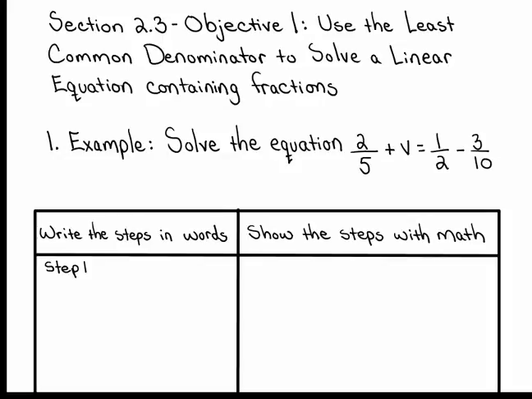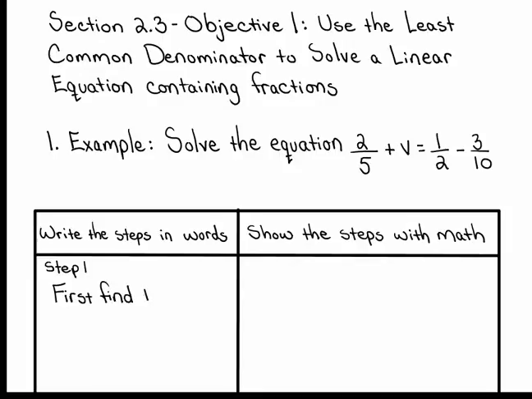Okay, this is section 2.3, objective 1. Use the least common denominator to solve a linear equation containing fractions. We're going to solve the equation 2/5 plus v equals 1/2 minus 3/10.